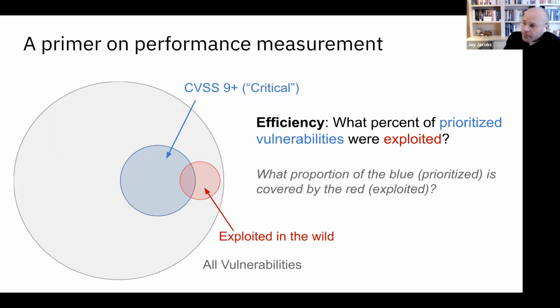And that essentially says, how efficient was our prioritization? How efficiently did we allocate resources? So we look at the size of the blue circle, that becomes essentially the denominator. This is everything we did. What proportion of everything we did was actually exploited? So what proportion of the blue is covered by the red?